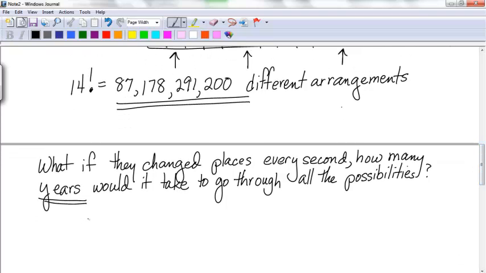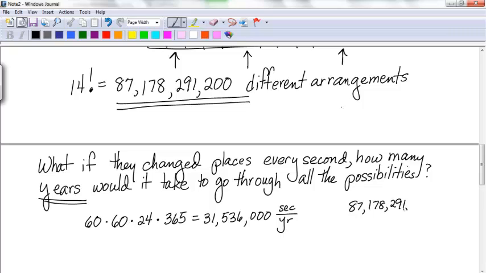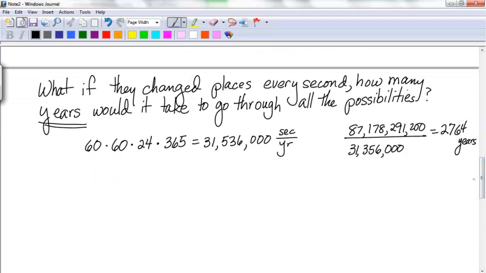Okay, let's check. There are 60 seconds in a minute, 60 minutes in an hour, 24 hours in a day, and we're figuring 365. We're not figuring the leap years in there. We should. If you multiply those, you end up with 31,536,000 seconds per year. So figure the 87,178,291,200 divided by the number of seconds, and you should end up with real close to 2,764, and that's in years. You'll never get to that banquet. You'll never get there.